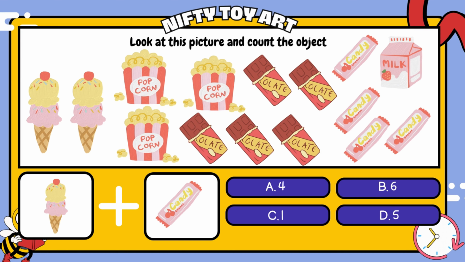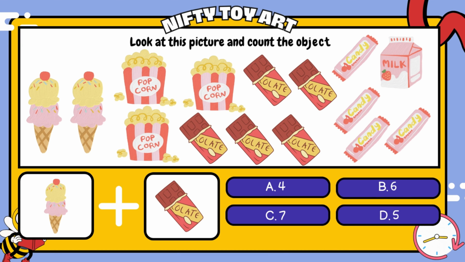I want to take all the ice creams plus the candy. So what is the total number of foods? That's right, 6. I want to take all the ice creams plus the chocolate. So what is the total number of foods? That's right, 7.